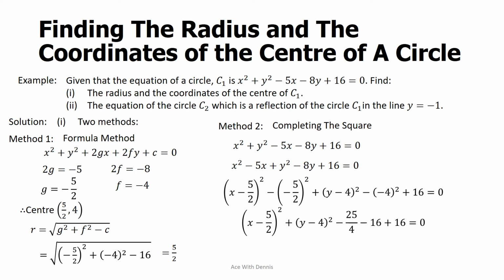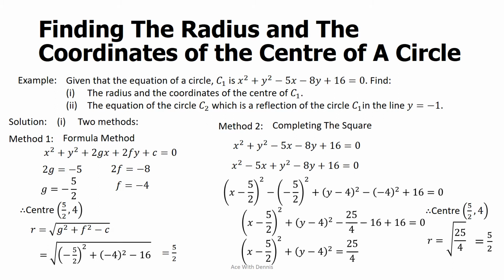Then we can rearrange the equation, which becomes (x minus 5/2) squared plus (y minus 4) squared minus 25/4 minus 16 plus 16 equals 0. And the equation becomes (x minus 5/2) squared plus (y minus 4) squared equals 25/4. From here, we can get the center is 5/2, 4, and the radius is the square root of 25/4, which is 5/2.